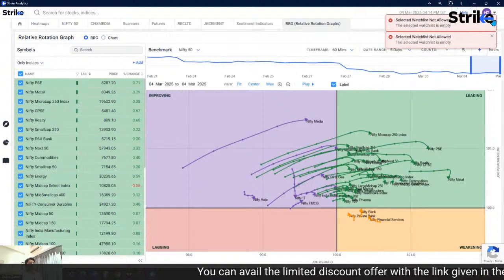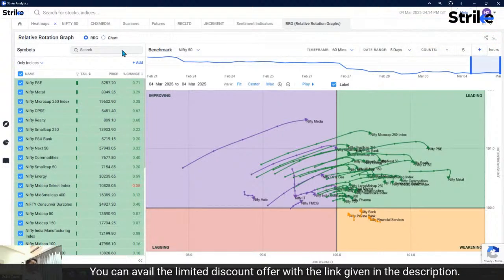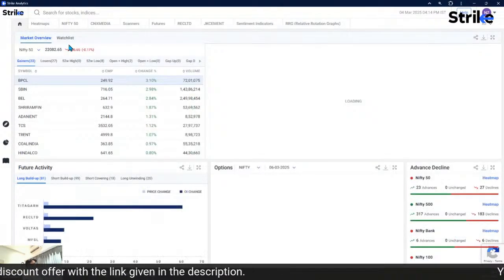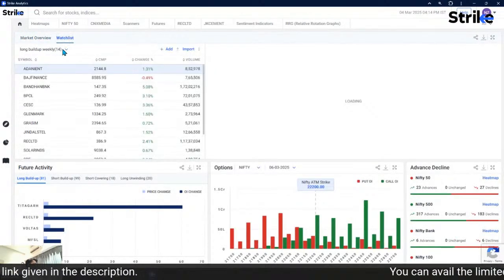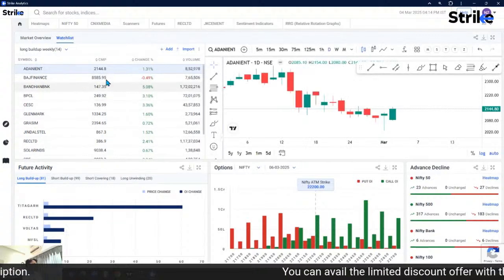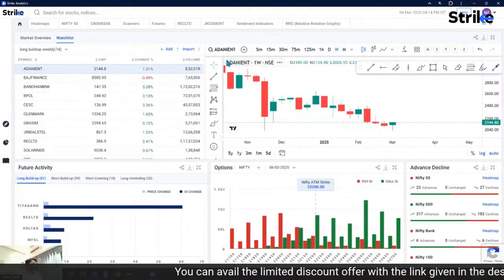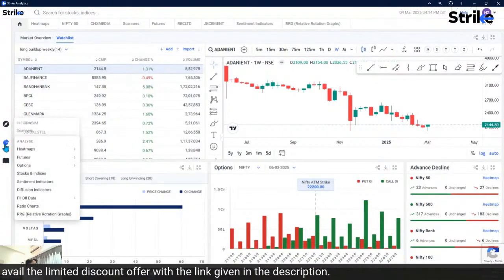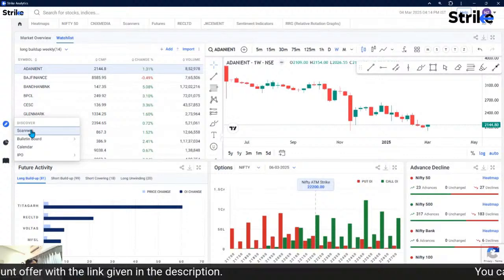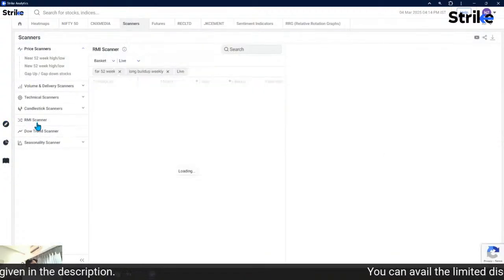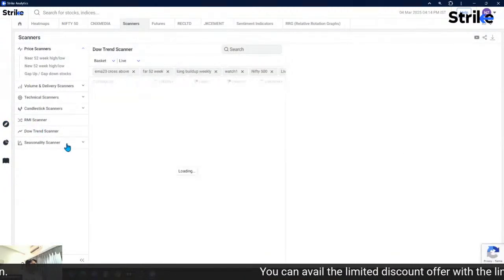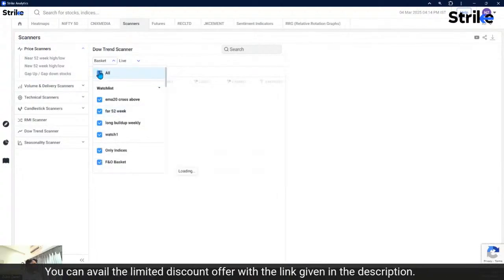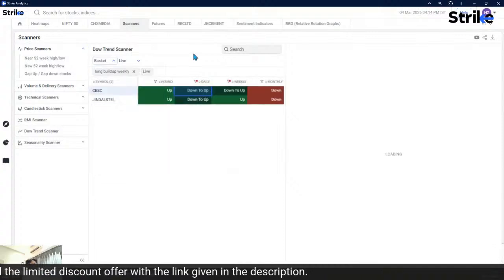all right, not allowed. Okay, no problem. I think they're taking the futures price. Okay, let's do one thing. Instead of looking at the RRG, we can look at these 14 stocks over here on the weekly time frame chart, and then you can pull up an RMI, or you can go to scanners. In the RMI or in the Dow trend scanner, let's take Dow trend, and let's select only the long build up weekly.